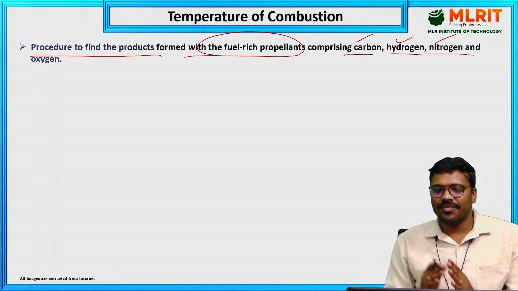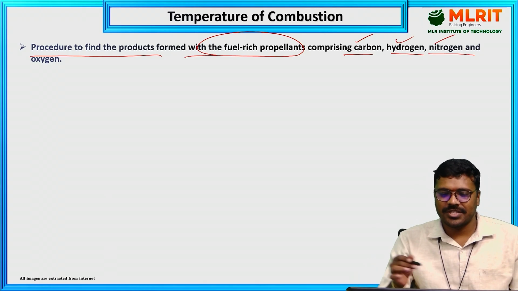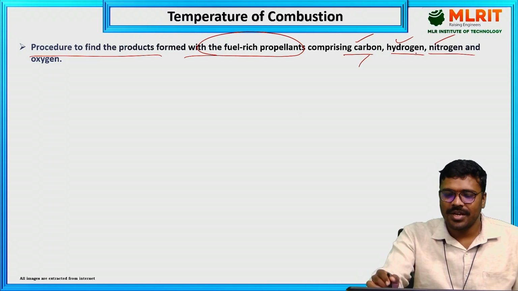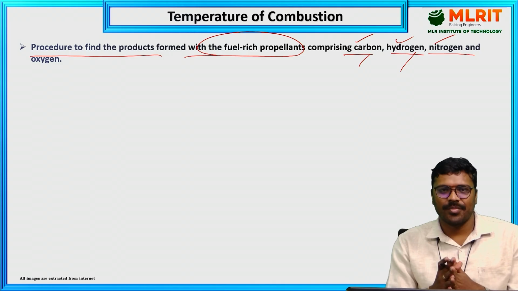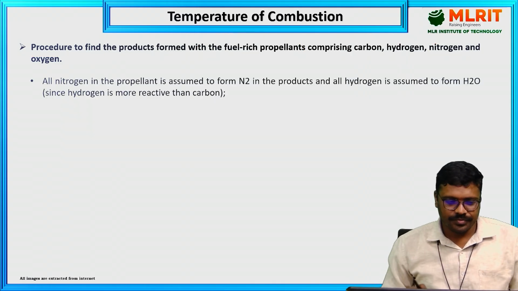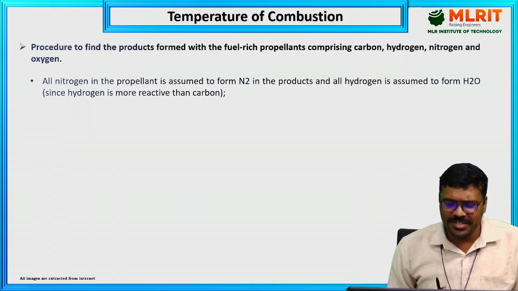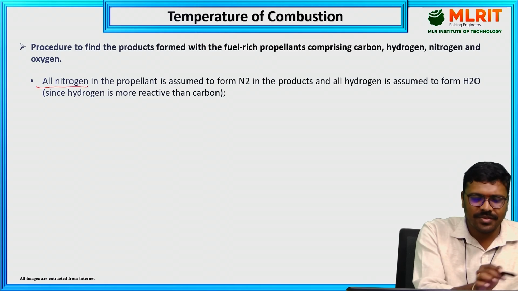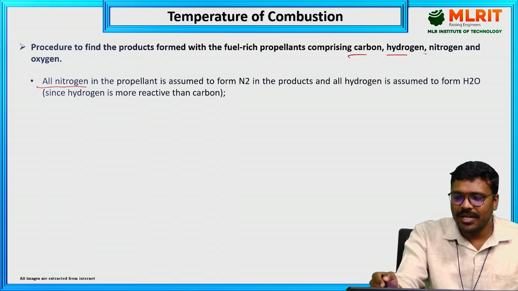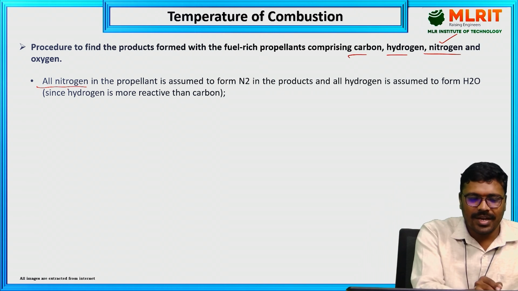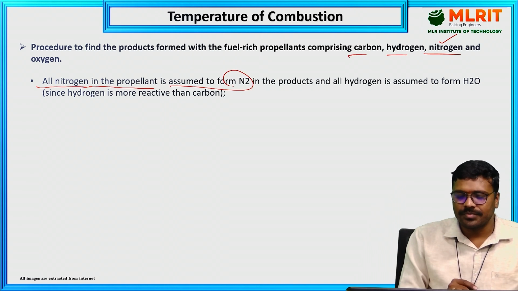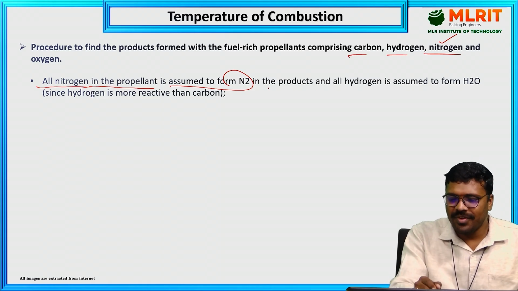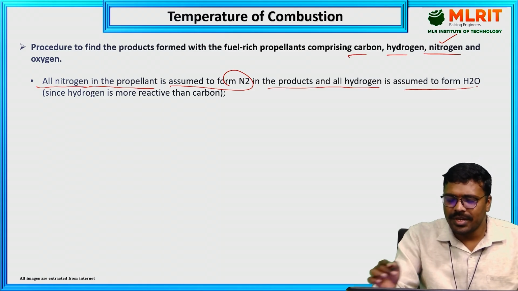This has to react with oxygen. So which one reacts first? Either carbon reacts with oxygen, hydrogen reacts with oxygen, or nitrogen reacts with oxygen. How this reaction happens will be discussed now. So the first step is, whatever carbon, hydrogen, nitrogen is there, first the nitrogen will react. The nitrogen will react and all the nitrogen in the propellant is assumed to form N2. And the hydrogen is formed to H2O.